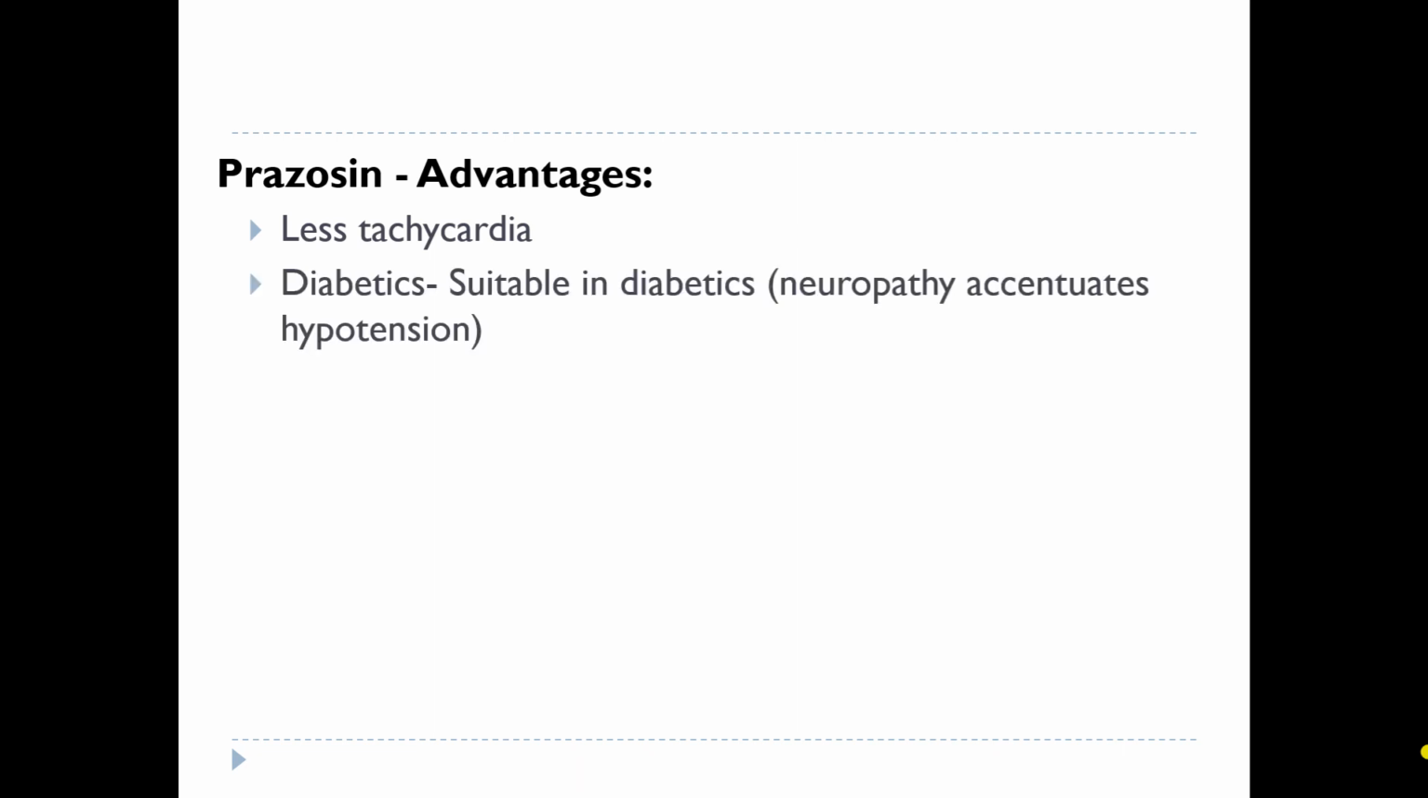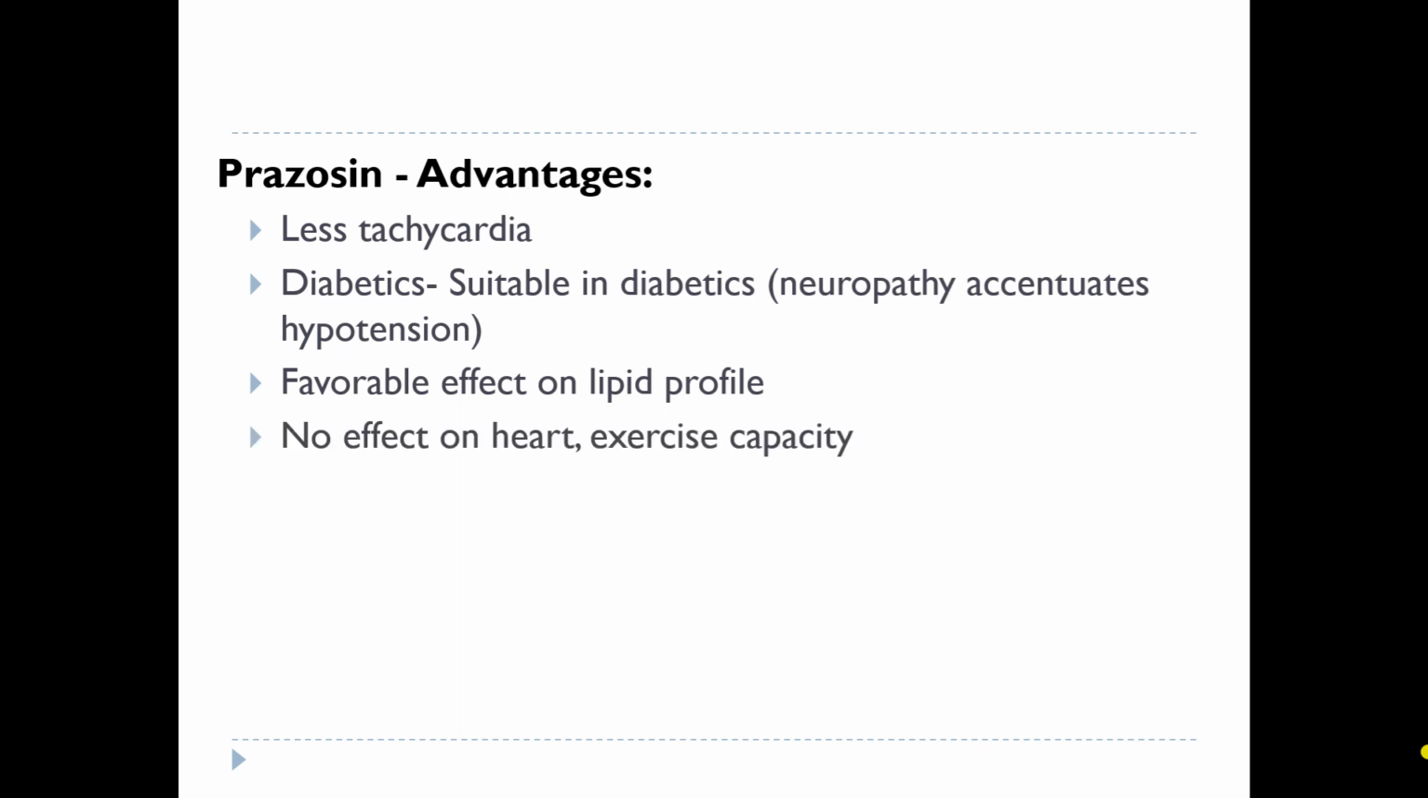The advantages of prazosin as an antihypertensive are: it produces less tachycardia. It is suitable for diabetic patients, because neuropathy accentuates the hypotension, which is reversed with prazosin. It has a favorable effect on the lipid profile of the individual, which may be coexisting with the hypertension. It does not have an effect on the heart or exercise capacity of the individual. It is useful in hypertension coexisting with benign prostatic hyperplasia or peripheral vascular diseases.